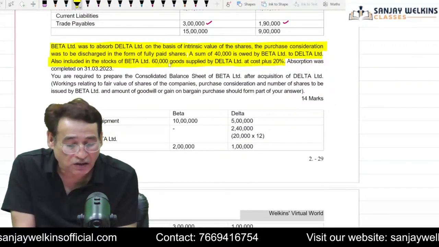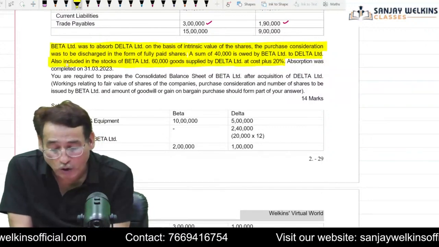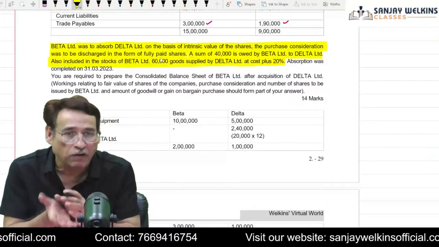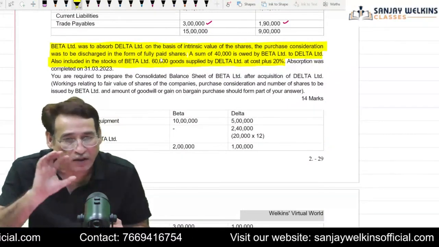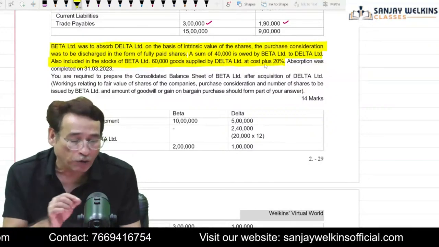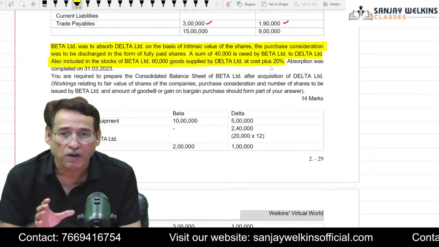In this case, 60,000 worth of goods, first of all, what is written? Also included in the stock. That means in our stock, 60,000 worth of goods are there, and these are unsold goods. And profit margin will be 20 by 120 because the rate is cost plus 20%. Is it clear to you or not?